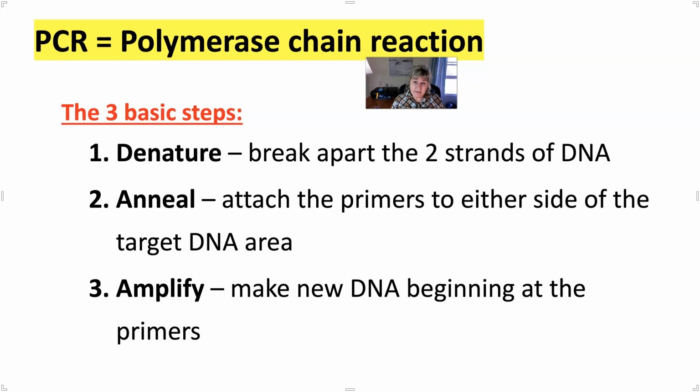And then you copy that viral DNA over and over and over again to the point where you can actually detect it, whether it's there or not. So this is one of the tests that's used to test for COVID. You're looking for the presence of actual viruses right then. So that tells you whether you are actively infected at that point in time or not.